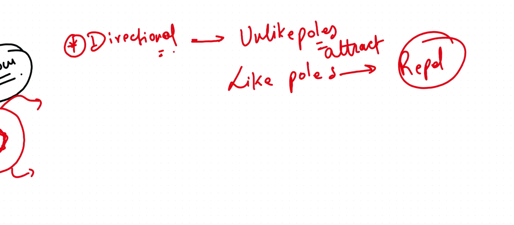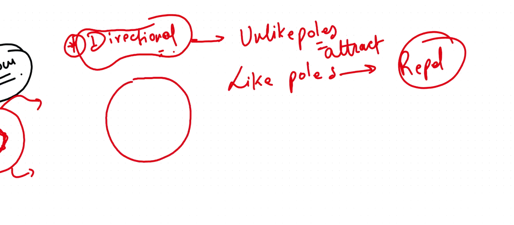Okay. Now try to understand. When I say directional property, what do I mean? What I mean is, if this is Earth, and as I said, this is the geographic North Pole, and this is the geographic South Pole, and somewhere over here is the magnetic pole. We'll come to that later. Magnetic poles are somewhere over here.